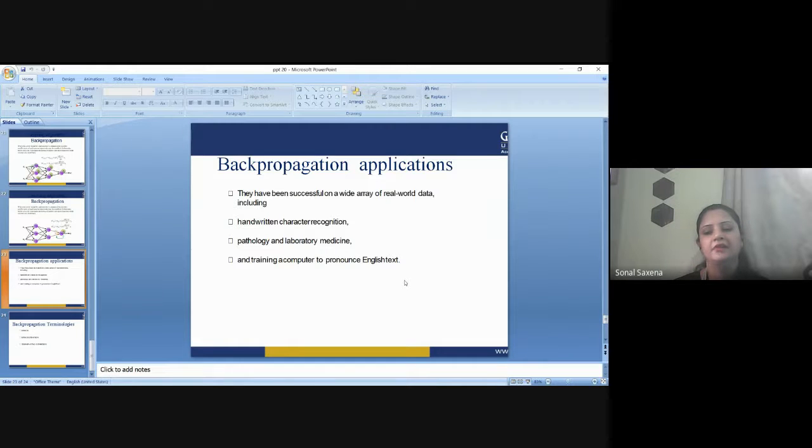Now, as we have come to the end of this backpropagation classification, let's see what the applications of backpropagation are. They have been successful on a wide array of real world data, including handwritten character recognition. Then we can have pathology and laboratory medicine using this, and we can even train a computer to pronounce English text, like the virtual speech recognition that we are using nowadays with the Google Assistant. So here are some examples of the applications of backpropagation.